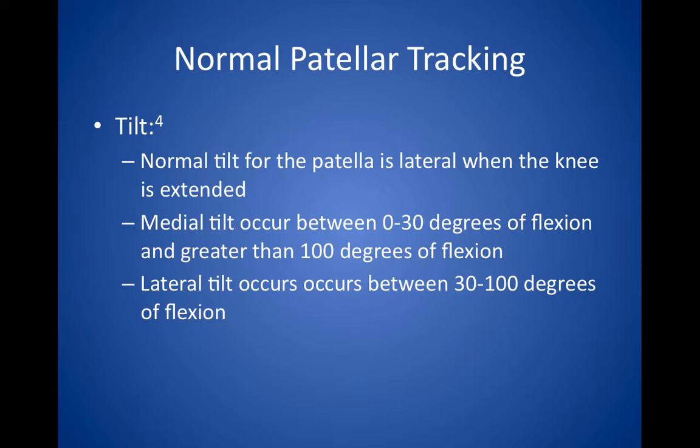Normal patella tracking. The normal tilt for the patella is lateral when the knee is extended, and then the medial tilt occurs between 0 and 30 degrees of flexion and greater than 100 degrees of flexion. The lateral tilt occurs between 30 to 100 degrees of flexion. So as we said in the introduction, the patella tracks in a C shape. So it goes from lateral, medial to lateral tilt while it goes through the range of motion.